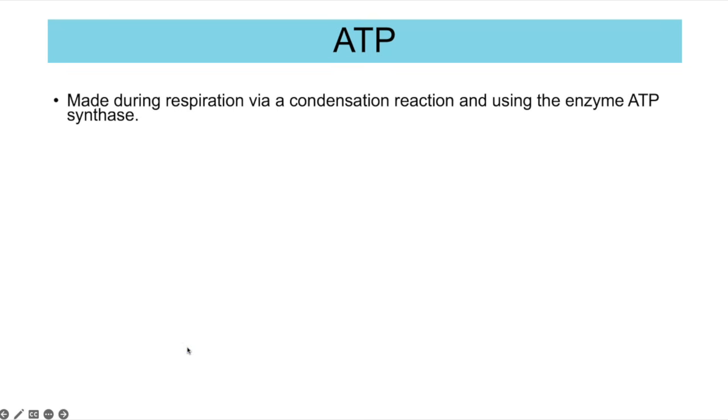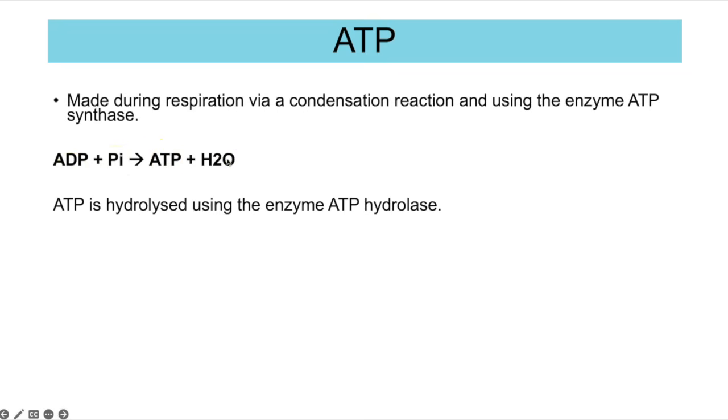So the way this happens then is, first of all, ATP is made during respiration via condensation reaction, and it uses the enzyme ATP synthase. So we have ADP, which is diphosphate, which is when you have 2 phosphate groups, and you need to add on that inorganic phosphate. That's what Pi is. So that inorganic phosphate group gets added on via a condensation reaction, and that's how you make ATP. And because it was a condensation reaction, water is removed. Now, to release the energy from ATP that's stored in those chemical bonds, you have to hydrolyze the ATP, and that is done using the enzyme ATP hydrolase.